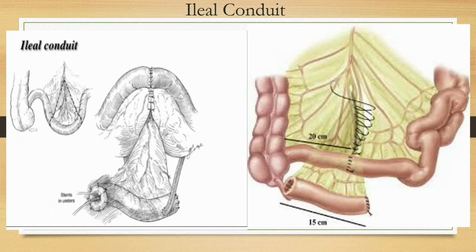So what you usually do is take a segment of bowel about 20 centimeters long, about 20 centimeters proximal to the ileocecal valve. And you maintain its mesentery for its blood supply. You close one end, and then you choose the technique of the ureteral anastomosis to the bowel, either a Bricker or a Wallace.